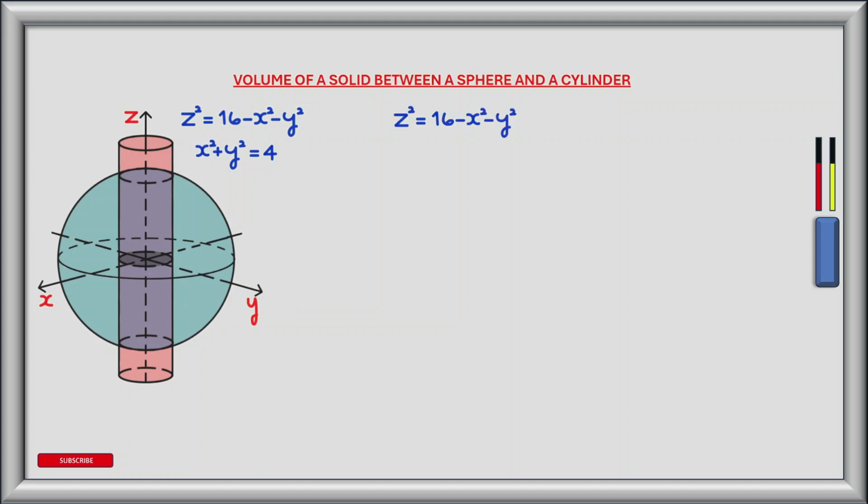If we take the equation of the sphere, we have z squared equals 16 minus x squared minus y squared. The upper hemisphere of the sphere is given by z equals the positive square root of 16 minus x squared minus y squared. Let's take a look at this in 3 dimensions.